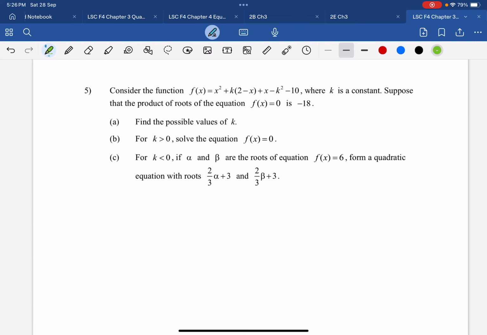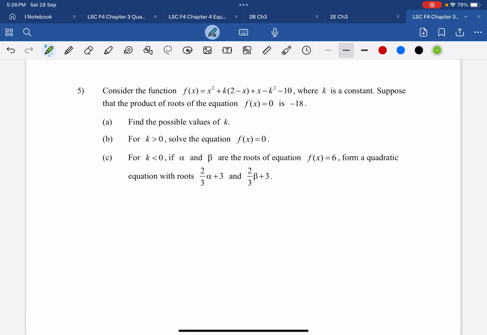Okay, so let's go through the question together first. Consider the function f(x) equals x squared plus k times (2 minus x) plus (x minus k) squared minus 10. You don't need to know the meaning of a function because you haven't learned it. All you need to know is that this is the quadratic equation that you need to work with. The product of roots is negative 18. Then find the value of k.